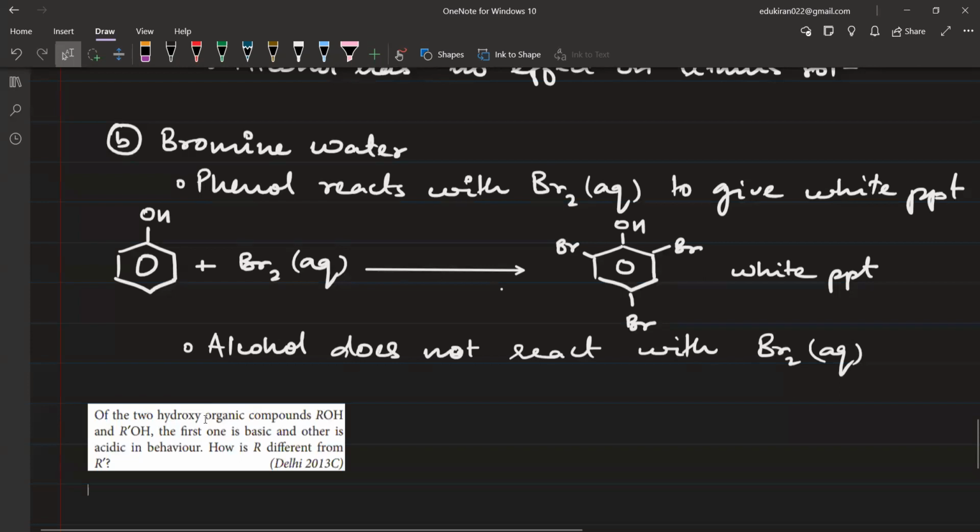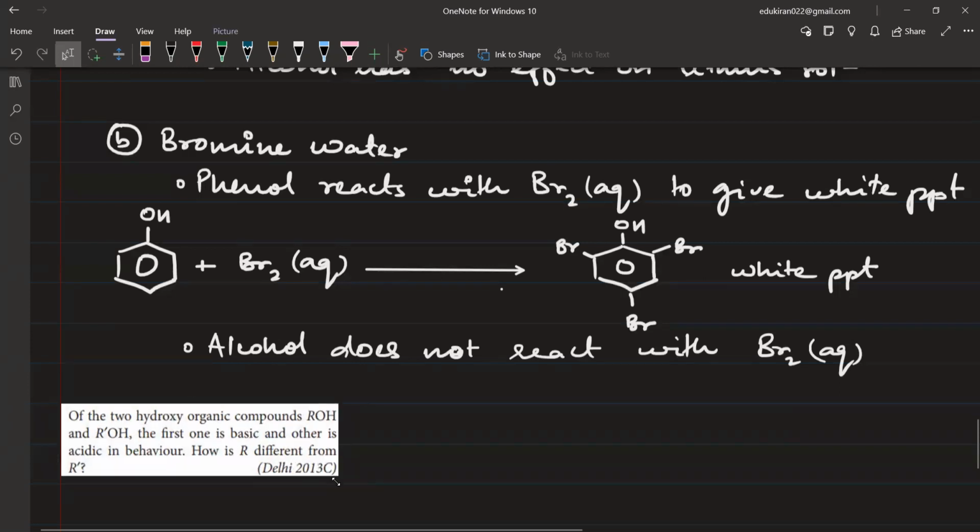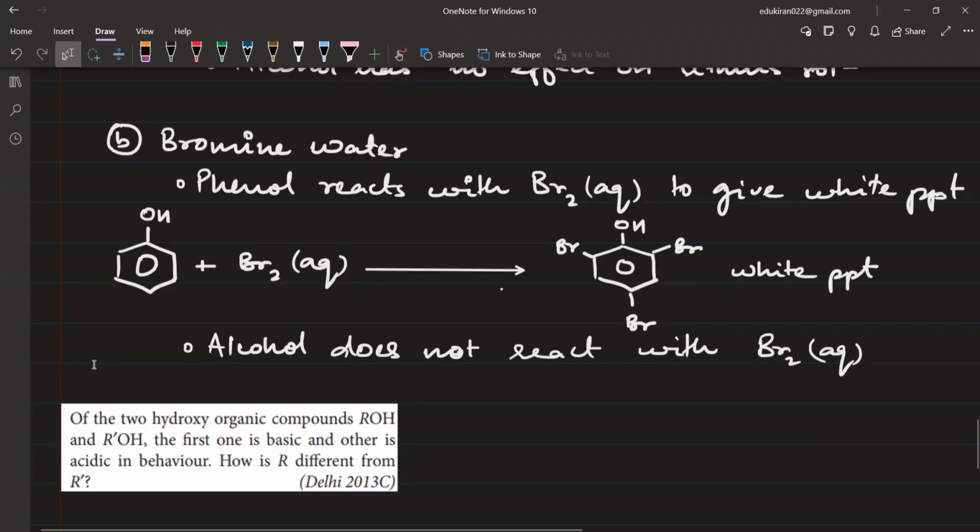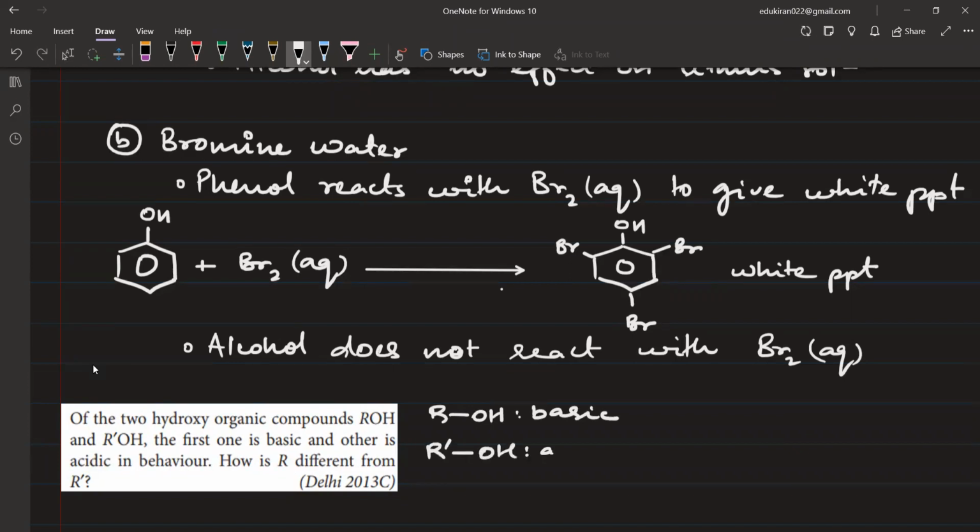Write this down, then write another question. Of the two hydroxy compounds, ROH and R'OH, they are saying that ROH is basic and R'OH is acidic. They're asking how is R different from R'.